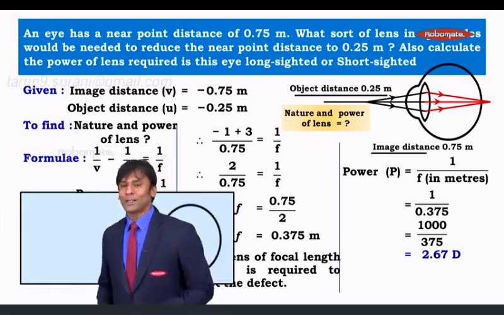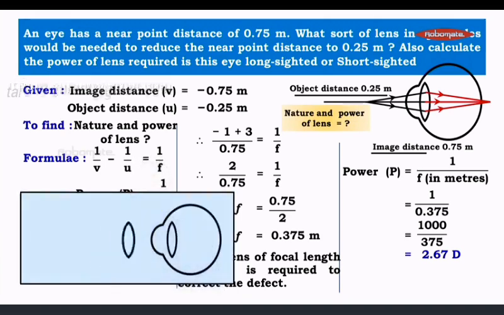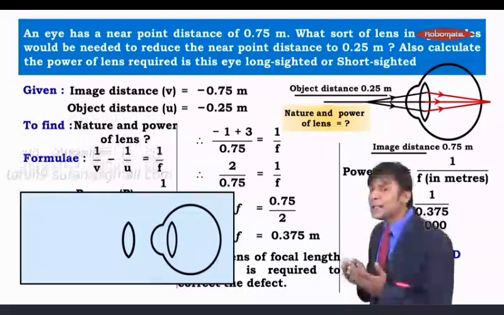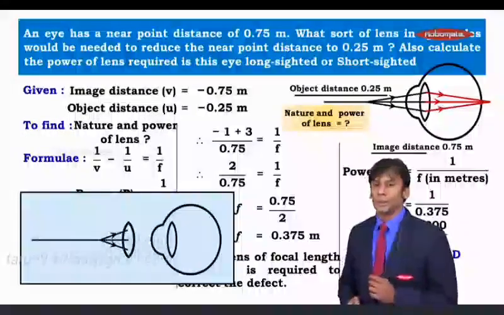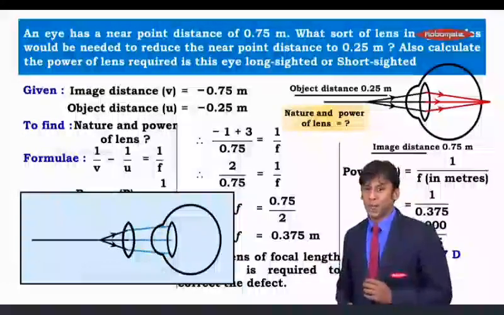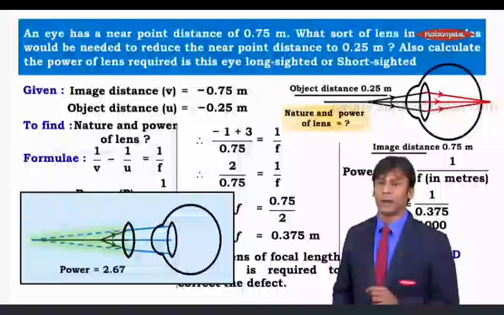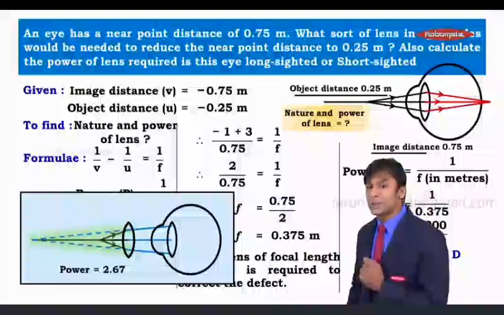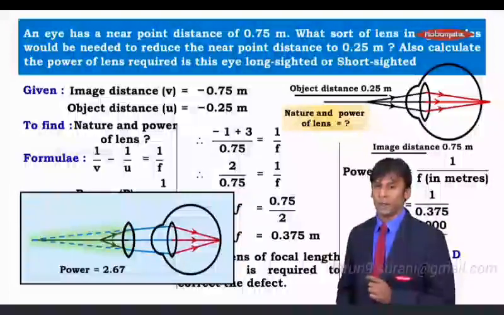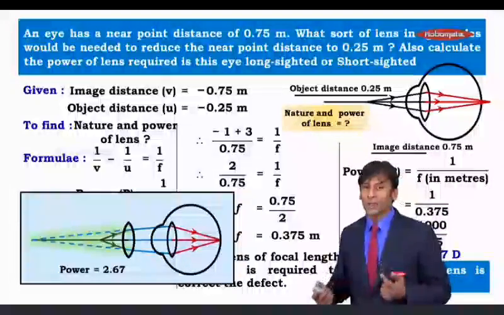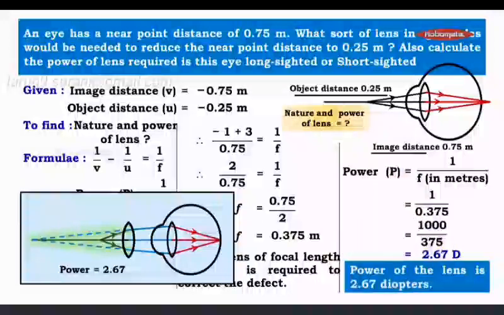So students, what is our understanding of this numerical? In this numerical, we understand that a convex lens is used to correct the defect because it will converge the rays, and again from the eye lens the rays get converged and the light falls on the retina. The power of this convex lens should be 2.67 diopter, and the focal length, as we know, should be 0.375 meter. So therefore, this students was the second numerical of hypermetropia.